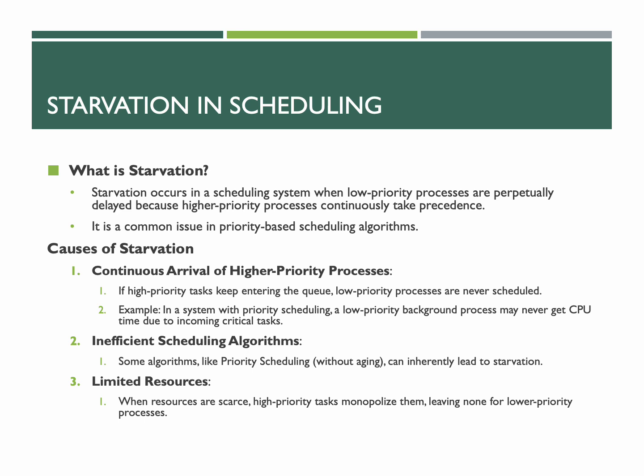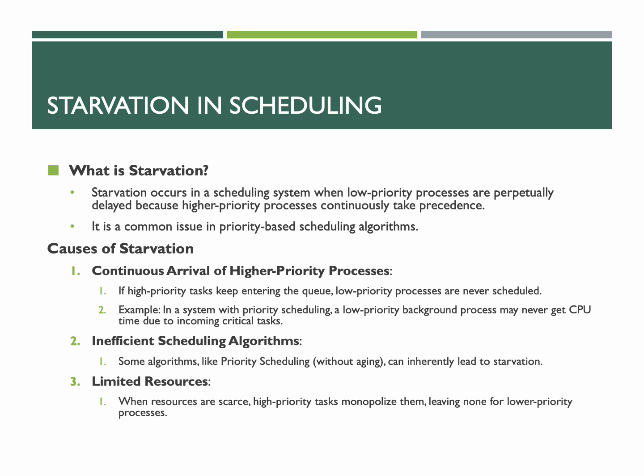Second is inefficient scheduling algorithms. Now, some scheduling algorithms like priority scheduling without additional mechanisms can inherently lead to starvation. So, this happens because there's no safeguard to ensure lower priority processes eventually get CPU time. Now, third is limited resources. When resources such as memory or CPU cycles are scarce, high priority tasks tend to monopolize these resources. This leaves nothing for lower priority processes, causing starvation.